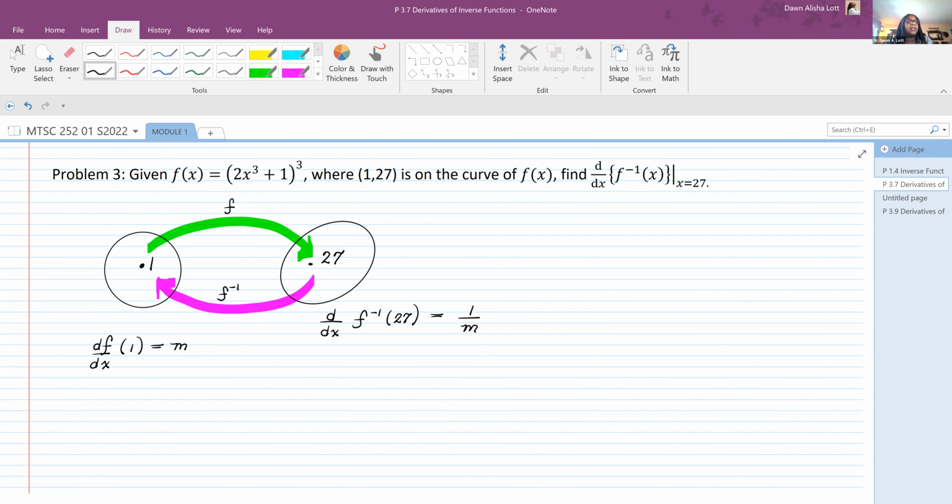Okay, so what is m? I think some people are still trying to take the derivative of f of x. Anybody have m yet?